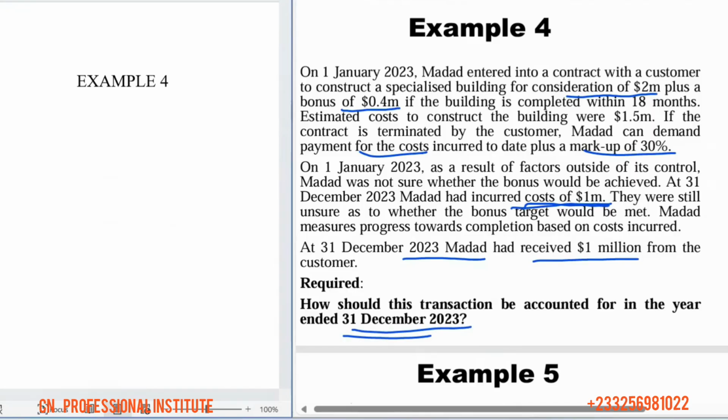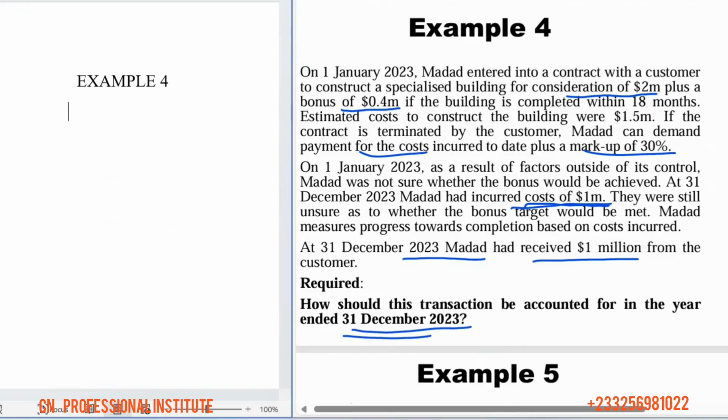Variable consideration. We only recognize it when the entity is sure that they will meet the conditions, and that a significant reversal in the amount of cumulative revenue recognized will not occur. So we only record the variable consideration if they are sure they will meet the target. Here it says they are not sure, so we are not going to record the 0.4. So we are going to record only the 2 million main consideration.